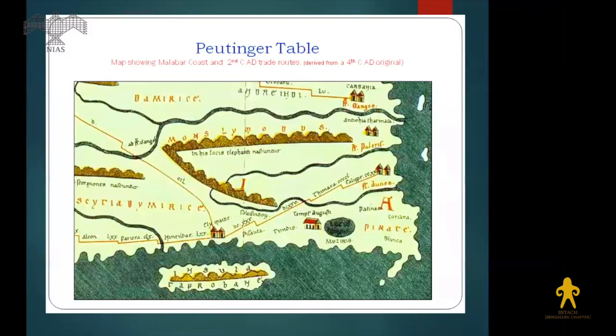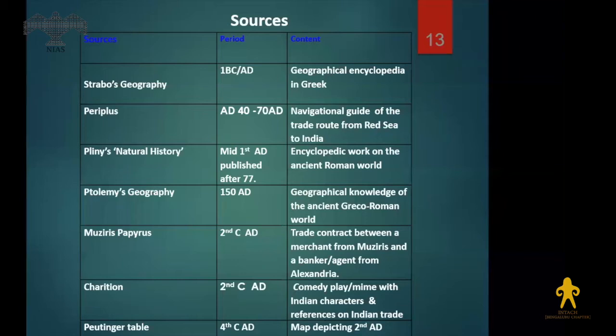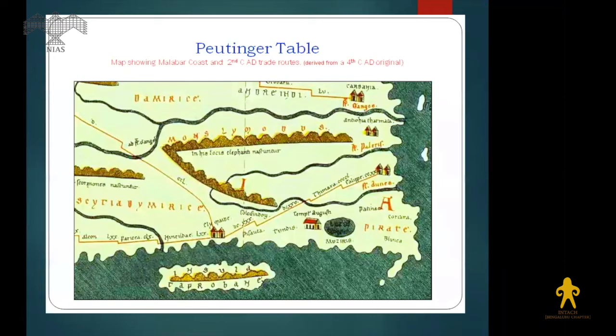We have foreign accounts like Strabo's Geography, Periplus, Pliny's Natural History, Ptolemy's Geography, the Muziris papyrus, and the Charition play, a comedy play, and the Peutinger table. You might have read all these in the textbook. I will not dwell much upon these. And this is the Peutinger table, which was a map of Roman time. You can see Sri Lanka depicted here, Muziris, and this was the southern part of India.